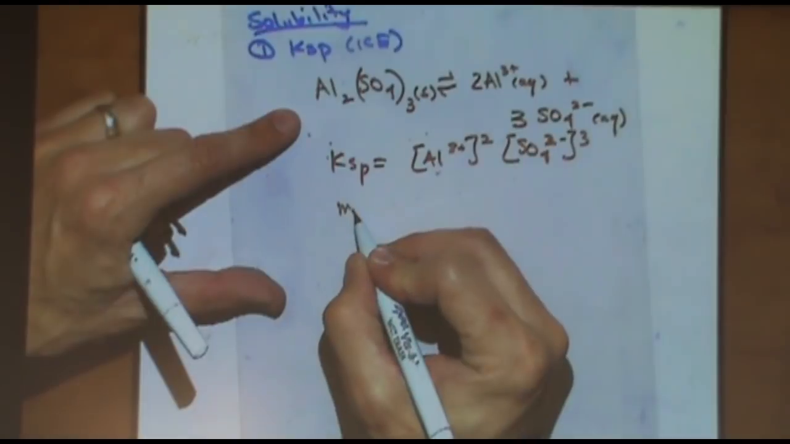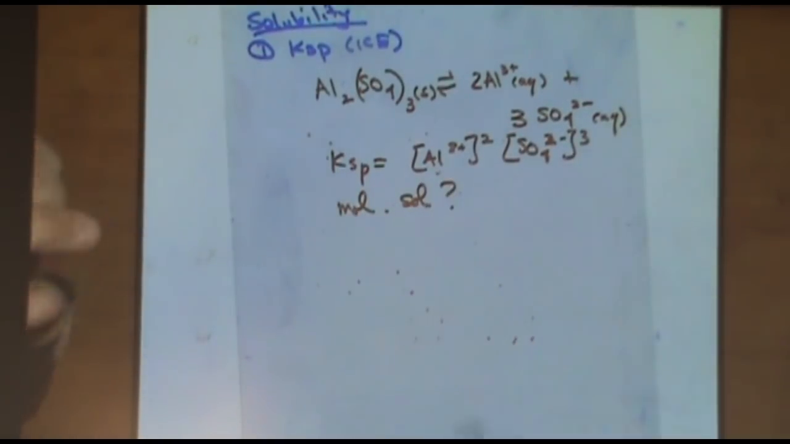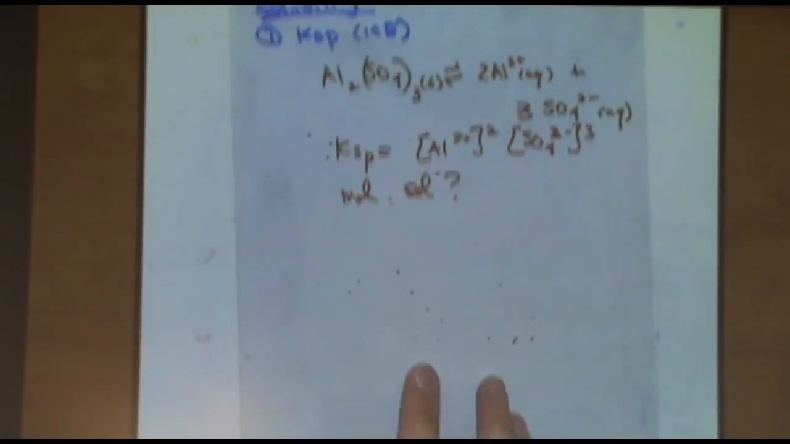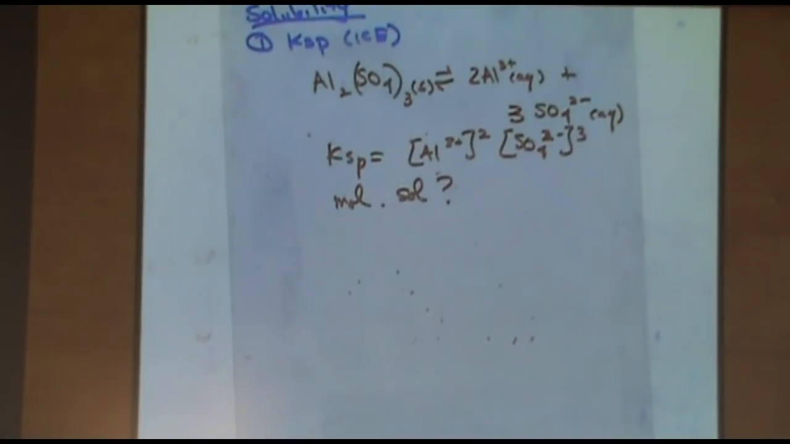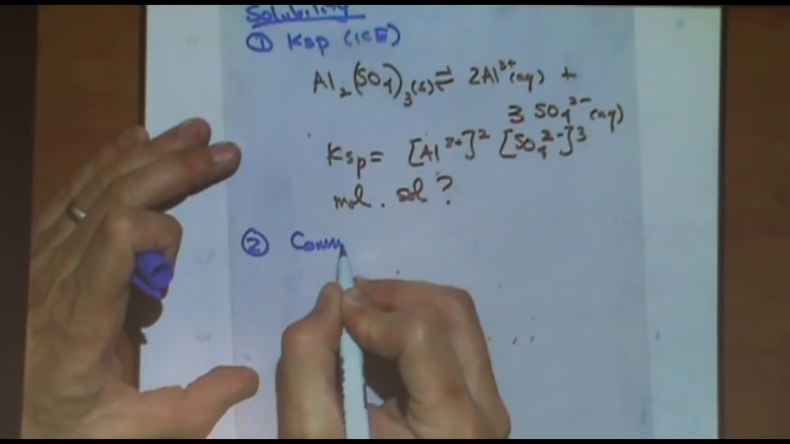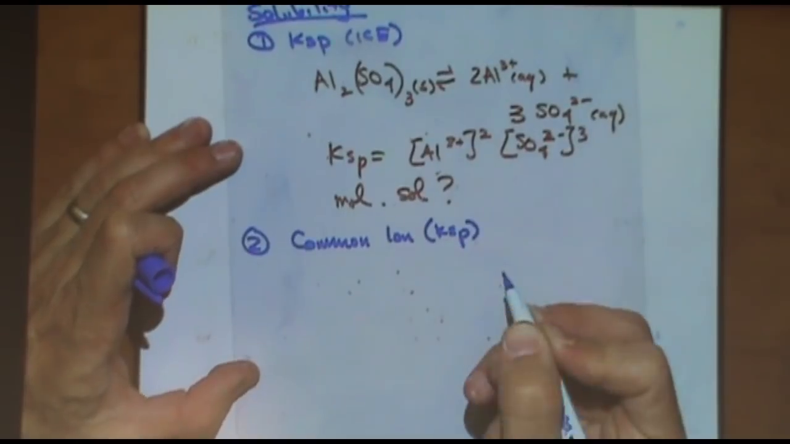And then make sure you can find the molar solubility. Okay, so make sure you can do that for any compound. We would usually give you the KSP. The only other way to do that is if we give you the molar solubility and we ask for the KSP. It's really the only way that one can go. Okay, second is the common ion version of the KSP problem.